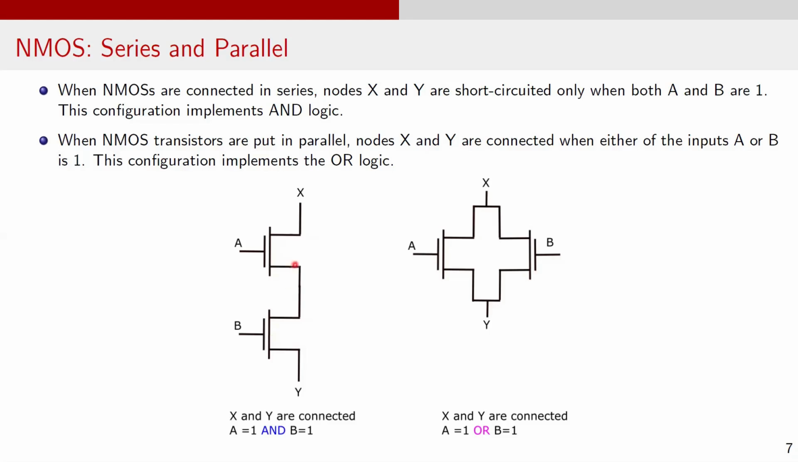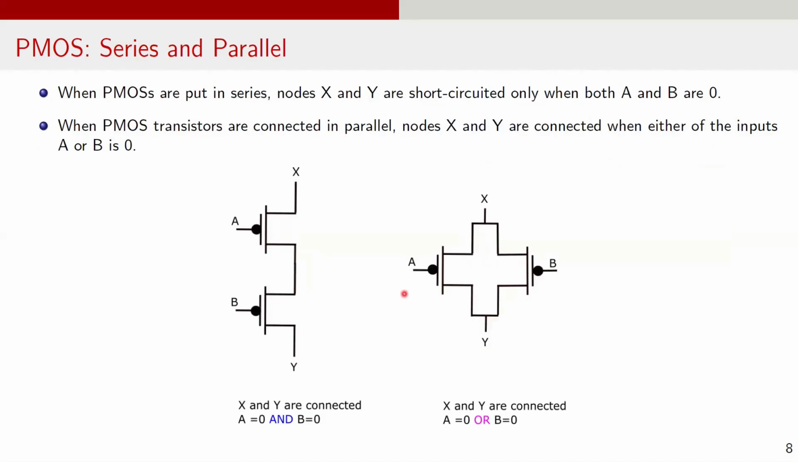When two NMOS transistors are connected in series, as shown here, the nodes X and Y are connected only when both A and B are 1. This configuration implements AND logic. When two NMOS transistors are connected in parallel, as shown over here, nodes X and Y are connected when either of the inputs A or B is 1. This configuration implements OR logic.